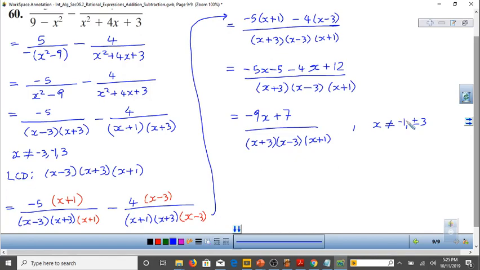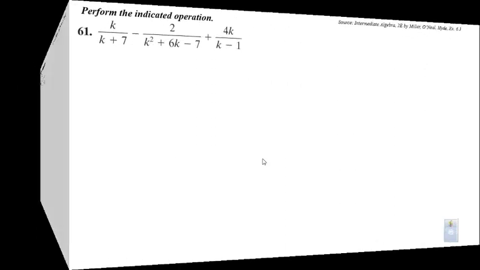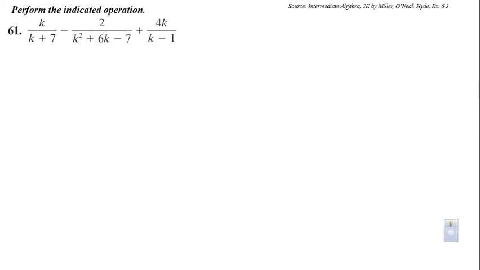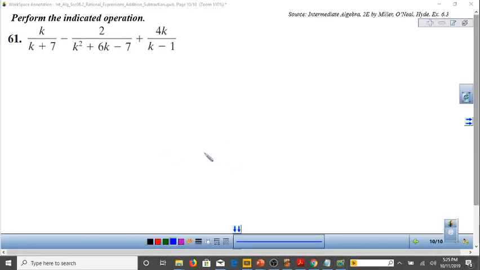All right, let's move on. In this video, we're doing a systematic number of examples. I believe this is the last example, and then we can move on to the next concept, which will be covered in another video. So we have k over k plus 7 minus 2 over k squared plus 6k minus 7 plus 4k over k minus 1. As usual, factor what can be factored in the denominator and put it in parentheses.